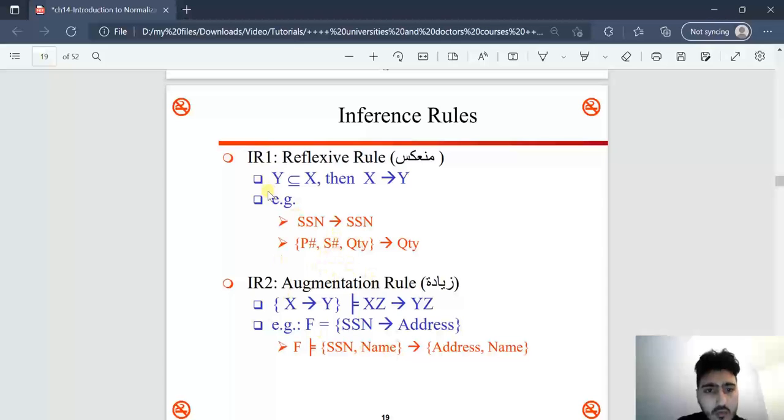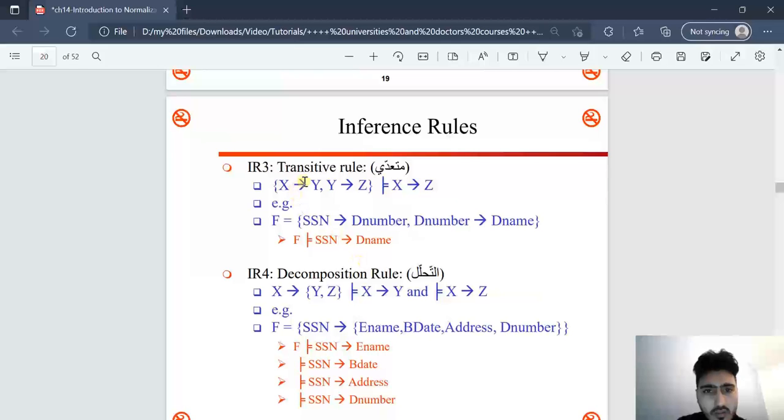The first one, if we have Y, which is a set of attributes that is a subset of X, which is another set of attributes, then we can say that X, which is on the left side, determines Y.